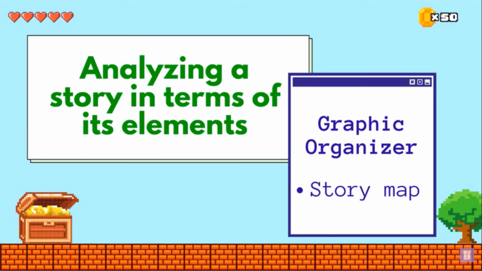When analyzing a story in terms of its elements, we can also make use of graphic organizer such as story map. It helps you to organize your thoughts better. One of the simplest graphic organizer would be this.